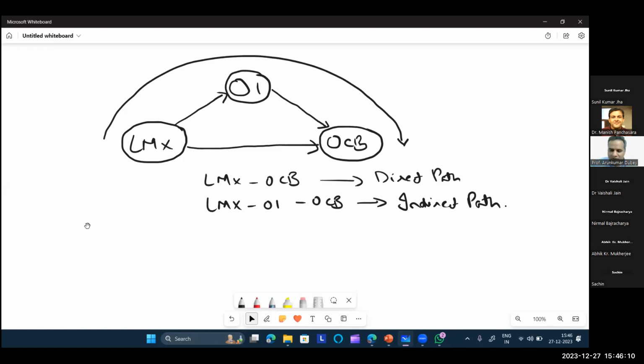Specifying a model. When I say model specification, it is nothing but you are drawing a model. You are showing a relationship between variables. LMX leads to Y, Y leads to OCB. This is your model specification.